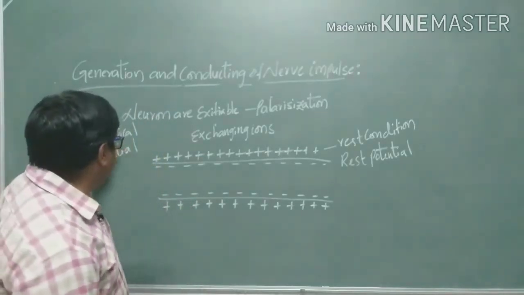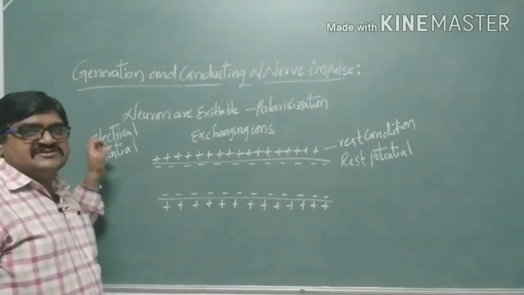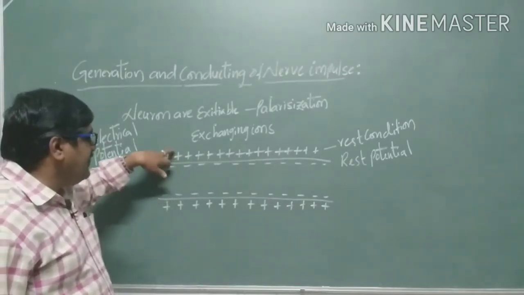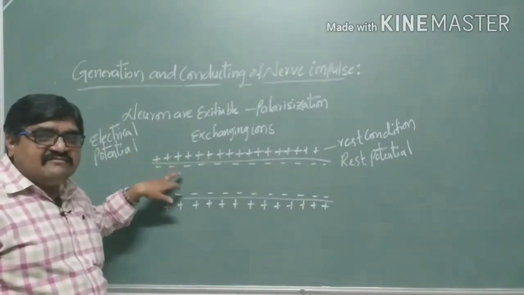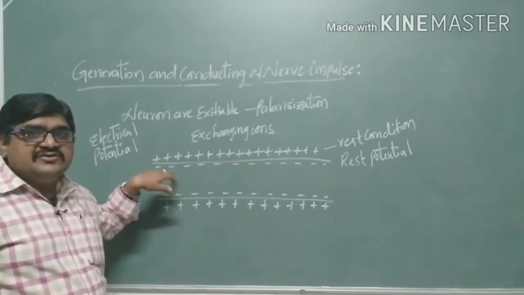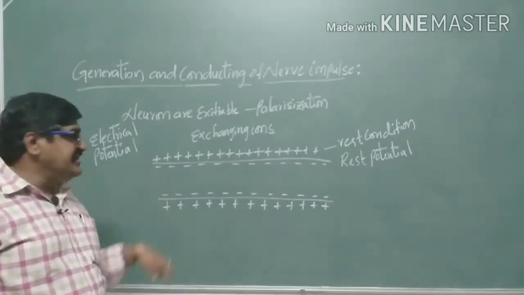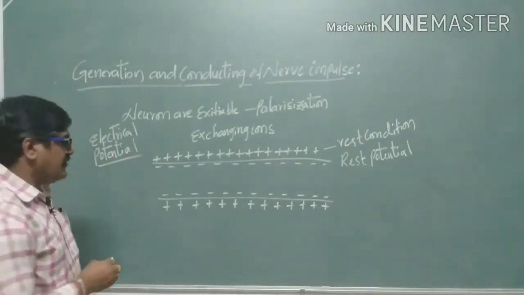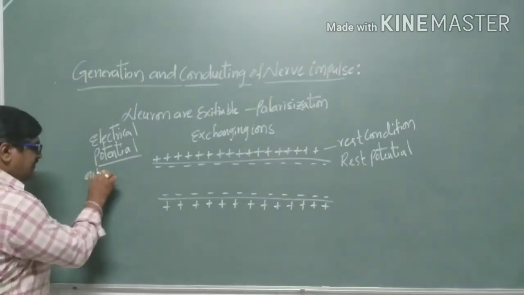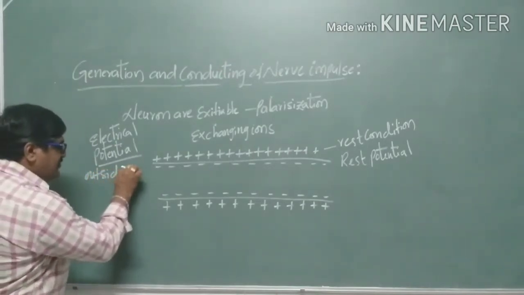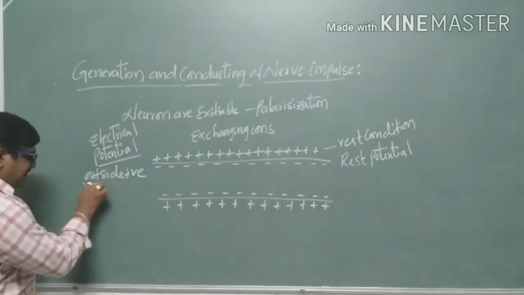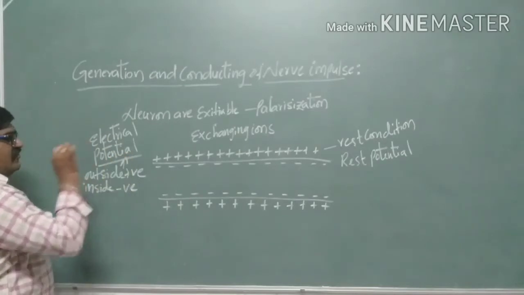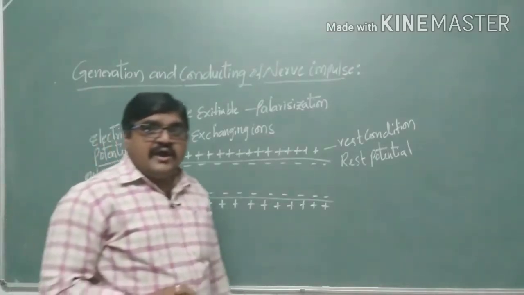When the ion exchange takes place, an electrical discharge occurs, where the outer surface has positive ions and the inner surface consists of negatively charged ions. This condition is called an electrical potential, where the outside has positive ions and the inside consists of negative ions.